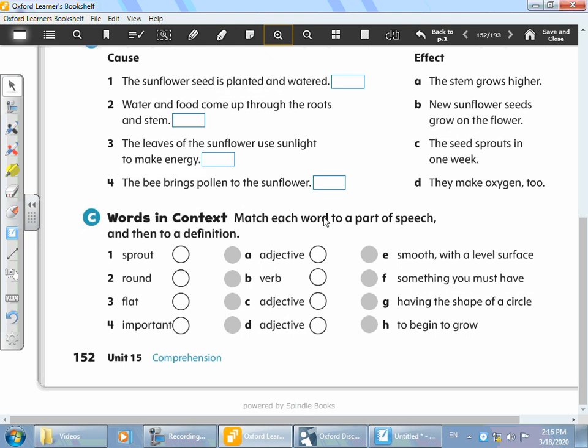Finally, number 4, important. What's the meaning of the word important? First, it's an adjective, yes, because we say that something is important. This lesson is important. Yes, so it's an adjective. Okay, so write D. And then what does important mean? Something you must have. Excellent, so write F also.